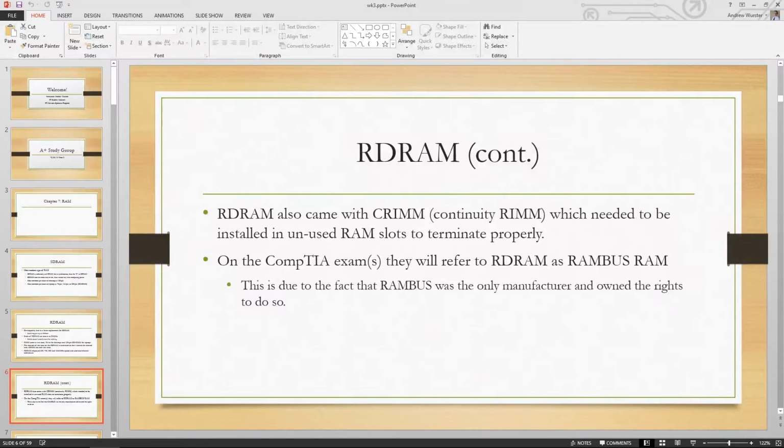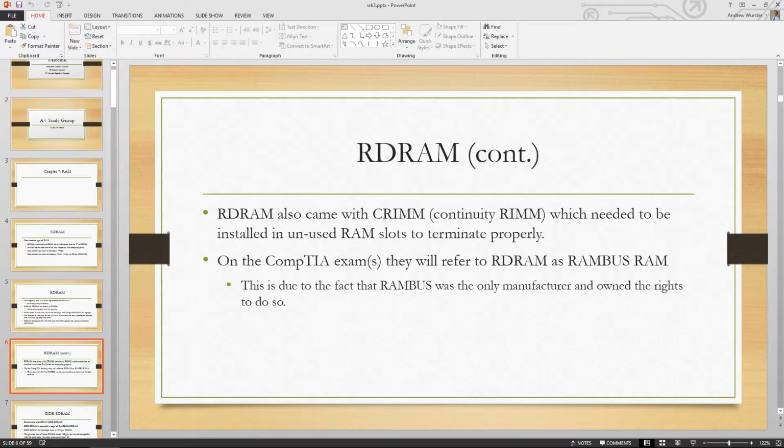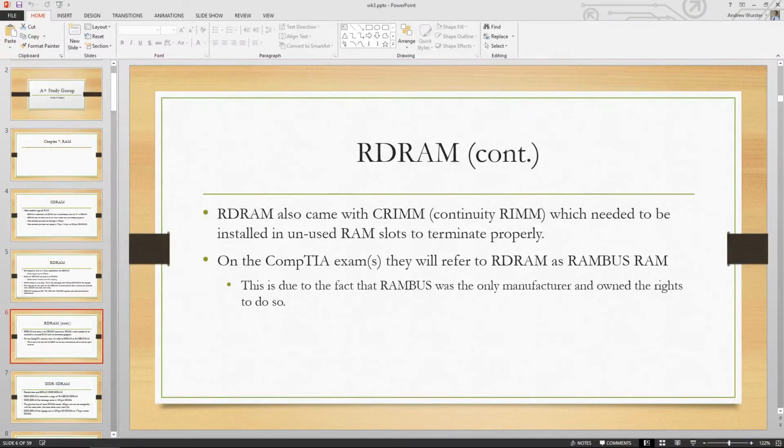RDRAM also came with CRIMs, which needed to be installed to terminate. If you didn't use every RAM slot, you had to put what was known as a CRIM into those slots. Otherwise, the RDRAM would not function correctly. I don't know why, but it doesn't. It's also known as Rambus RAM, which is just a copyright thing that ended up being made. I think the company was Rambus, so they actually owned the rights to it.